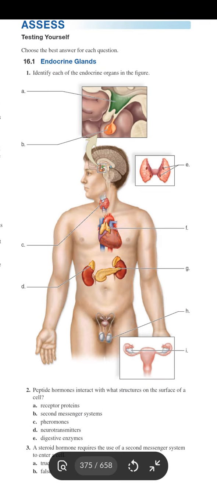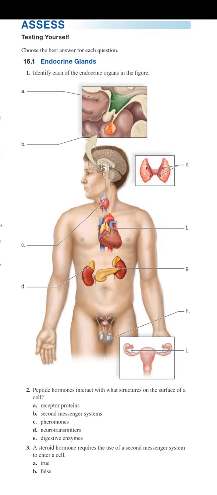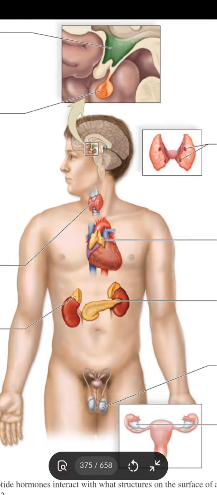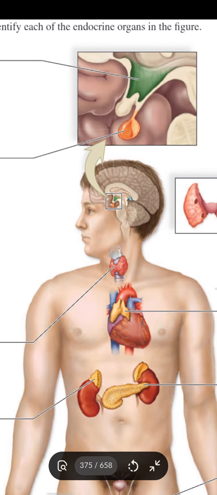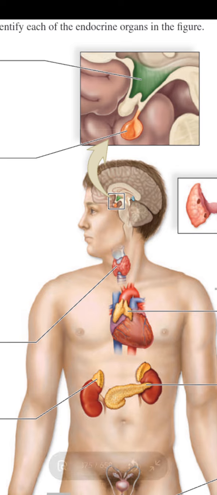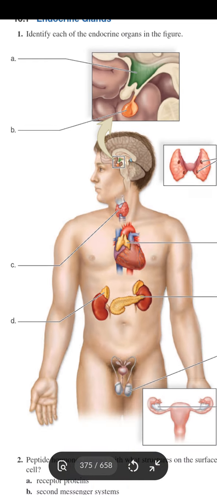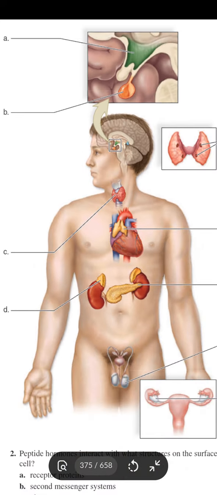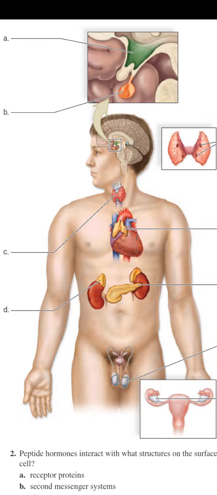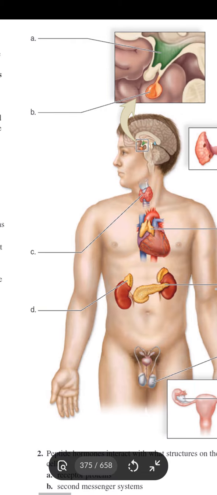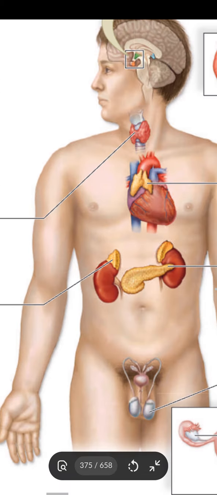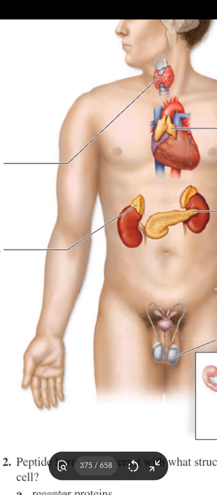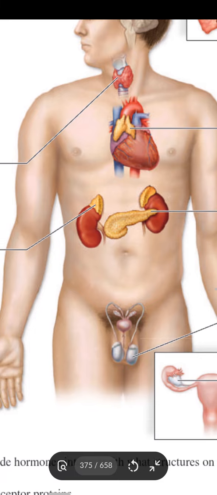So A, this is the hypothalamus, and B, this is the pituitary gland, but when you look closely you can see that there are different shades, so they want you to be more specific. From this shape and its big size, this is the anterior pituitary gland. The posterior pituitary gland is smaller in size. So C, this is the thyroid gland. D, adrenal gland.